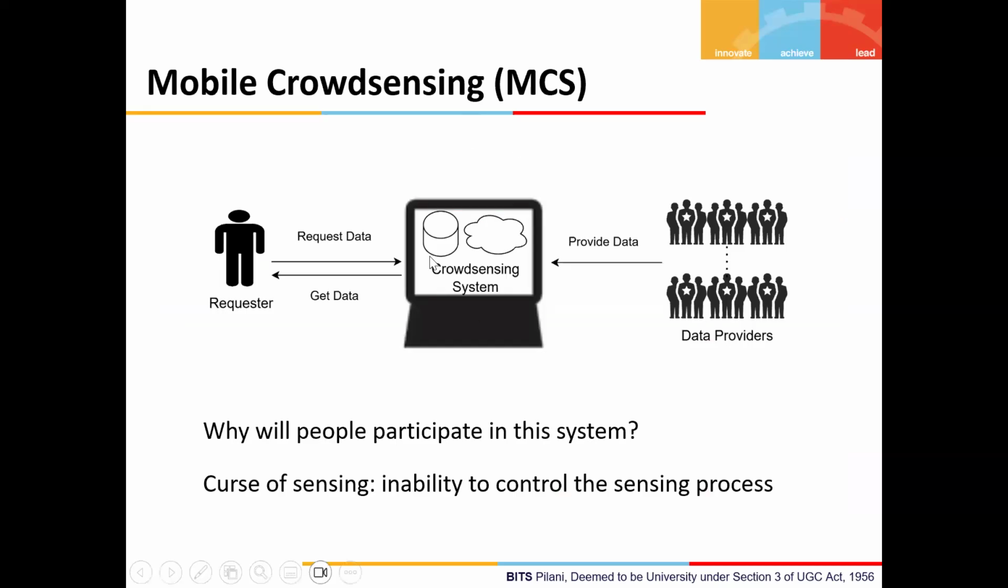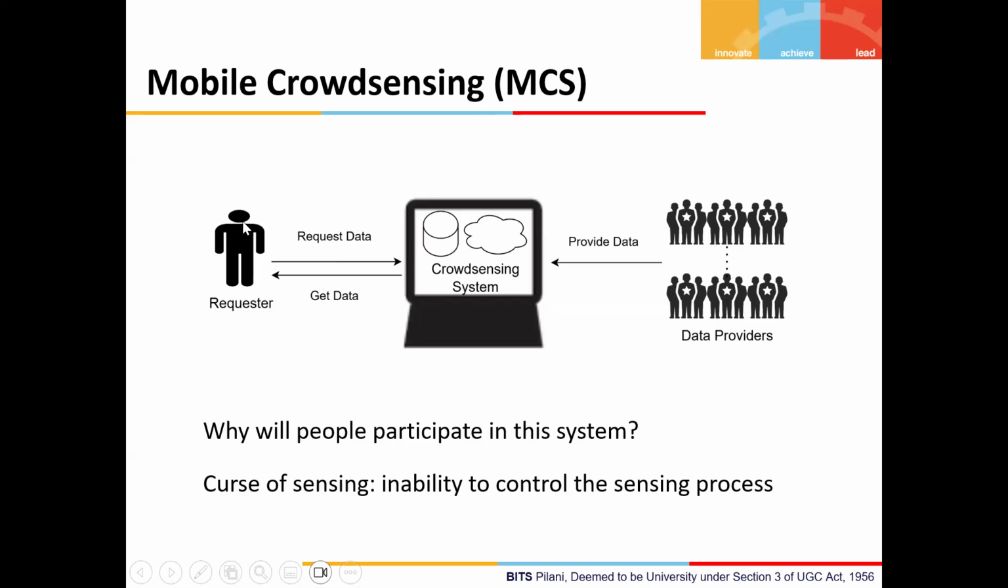Here you have a crowdsensing system. I'm not talking about centralized or decentralized, just think of it as a system. Here we have a requester who needs the sensing data, and here we have data providers who will provide the required data. So I will send a request to this system, and this system will do something and assign this task to these data providers. They will provide the data and I will provide the data to the requester.